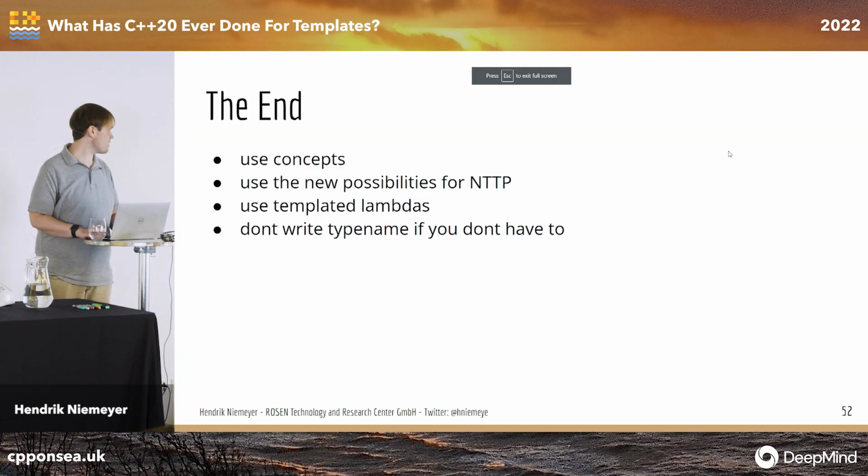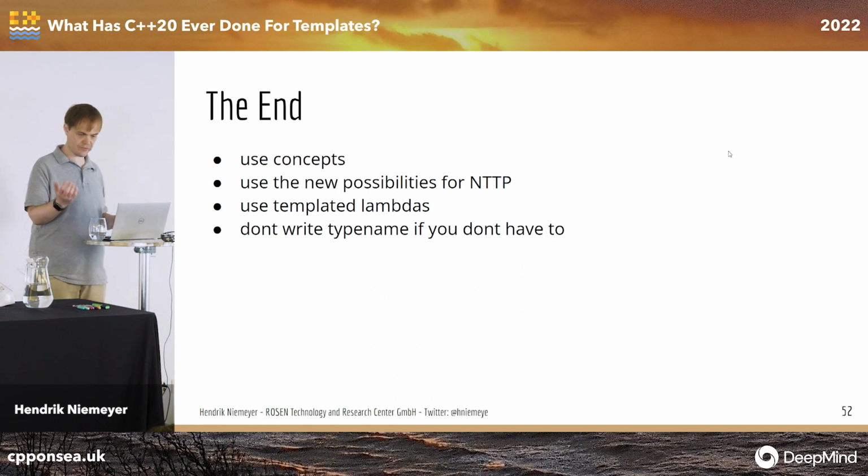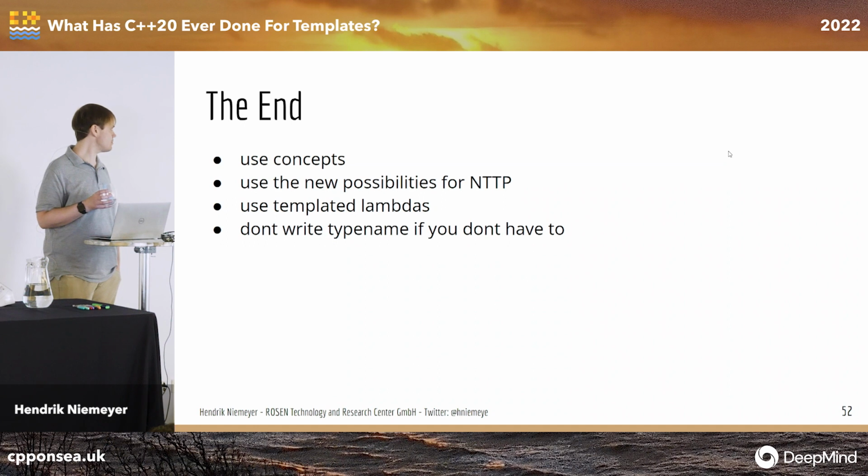So this would be the end, and I like to have a small wrap-up at the end. So if you can use C++20, use concepts, they're really cool, and I talked about them at length because they're really cool. Maybe you have applications for the new NTTP stuff in your code. You can use templated lambdas if you want, and you don't have to write typename that much anymore. That's also cool. These are the four key points at the end. And then I would say thank you for listening to me, and I will be here for the rest of the time for questions. We have a couple of minutes.